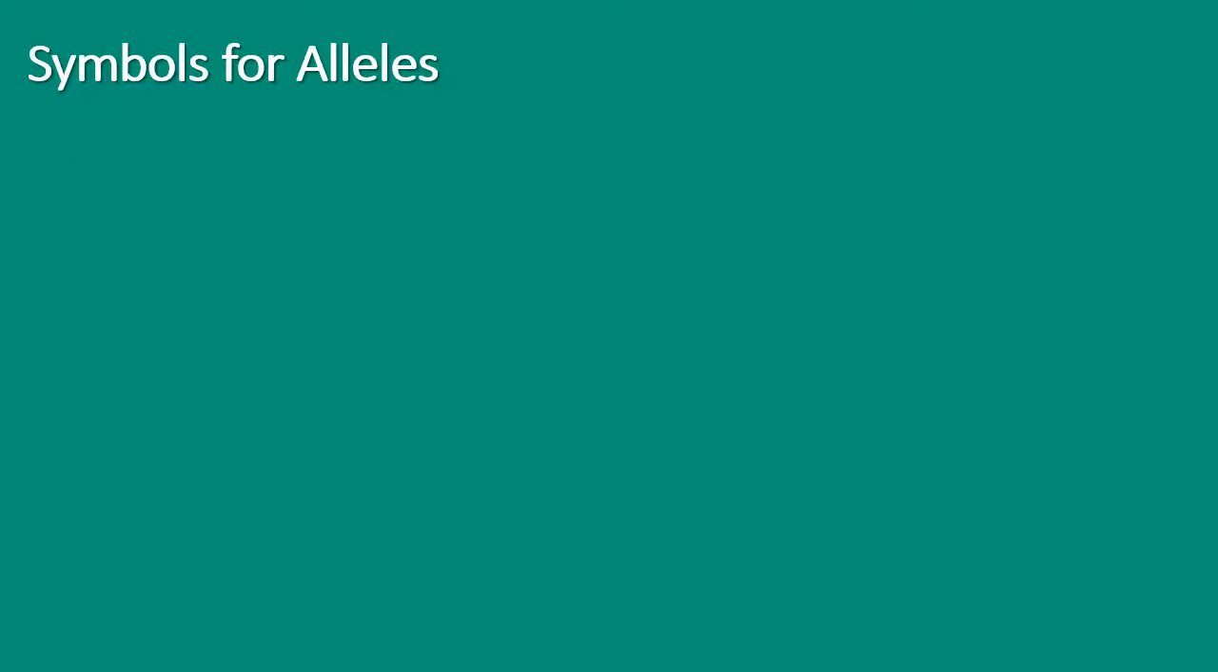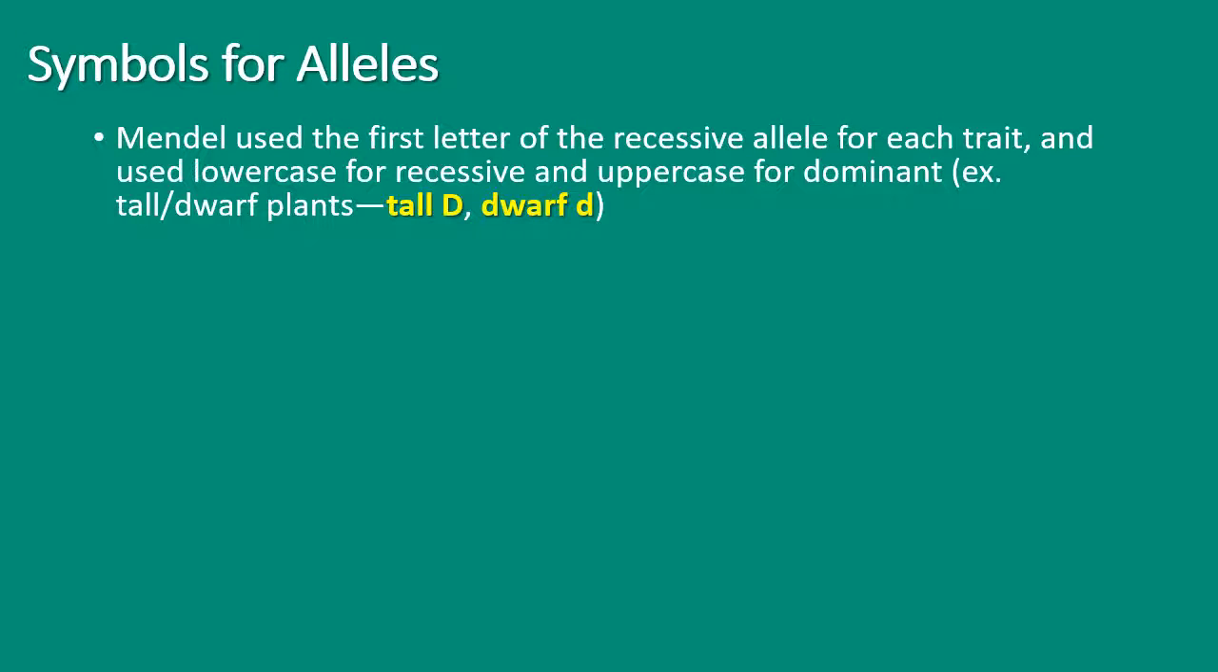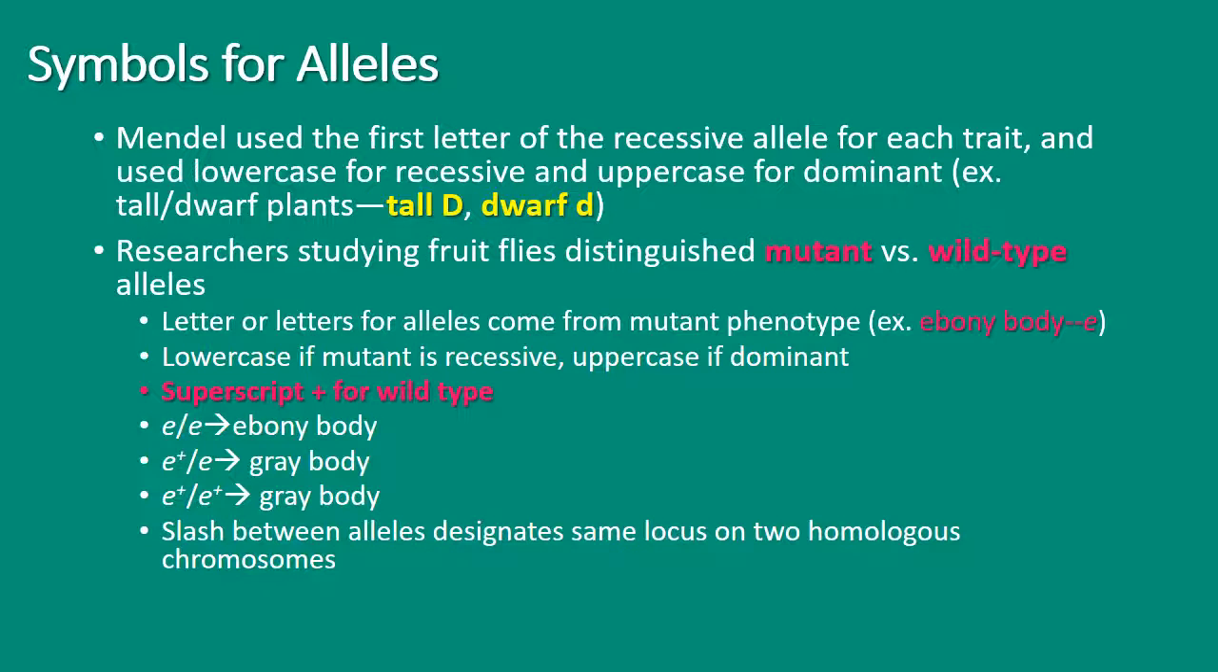Alright, so when Thomas Morgan did his studies, he decided to deviate a little bit from the way Mendel wrote the symbols for alleles. We've already talked about how Mendel wrote things. He had the capital letter for dominant, the lowercase letter for recessive, and usually the letter came from the recessive trait. So for example, with tall and dwarf plants, you would use the letter D for dwarf, capital D was for tall, and a lowercase d was for dwarf.